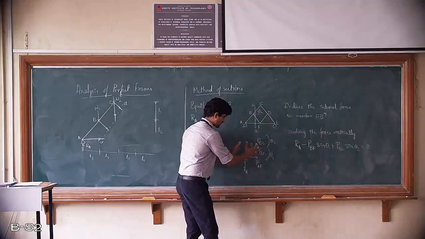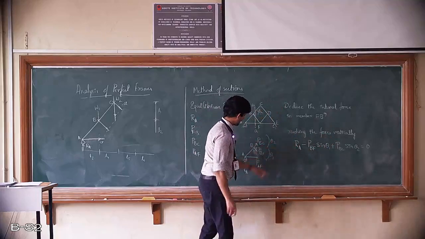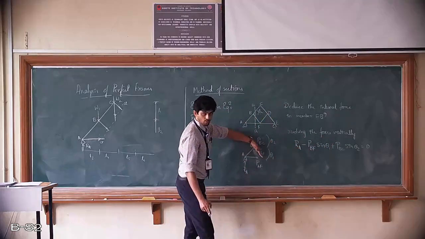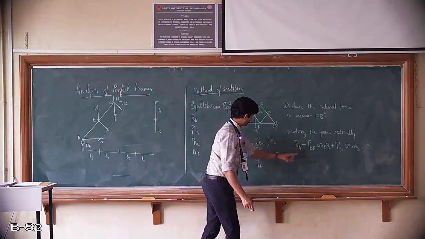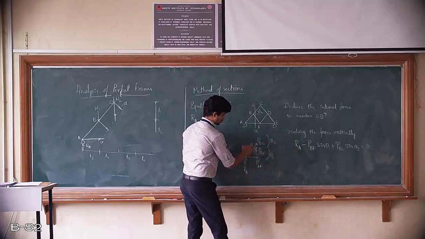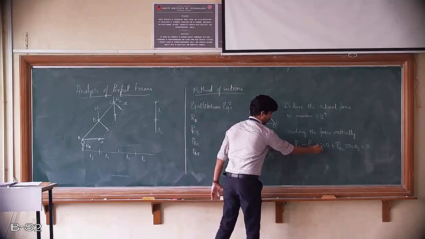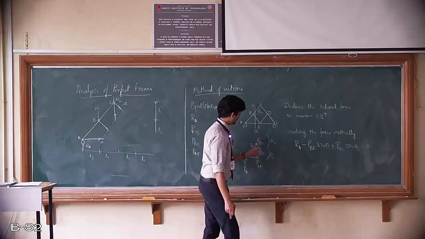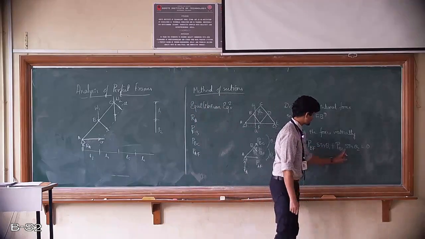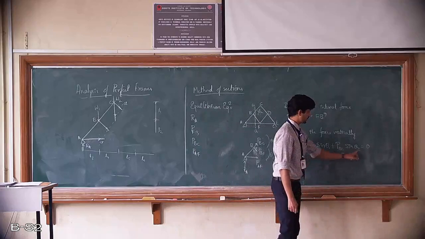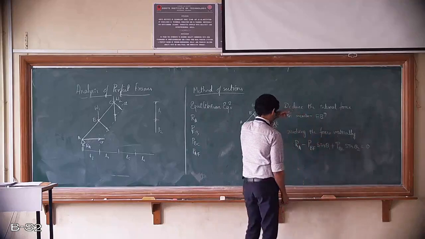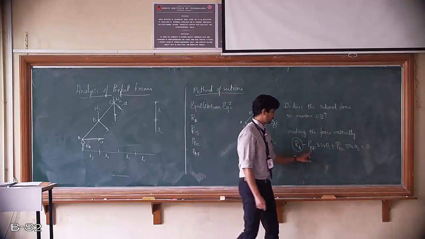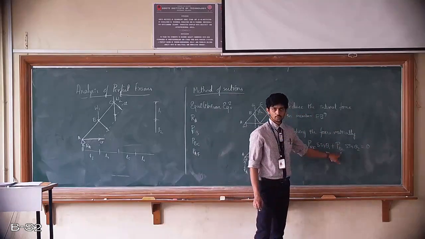Now resolving the forces vertically for that particular section, not for the joint, for that section. RA is acting upward, PBF is inclined down, so that will be negative with an angle theta 1. So minus PBF sine theta 1 plus PBC, which is inclined upward with an angle theta 2, so PBC sine theta 2, which is positive, should be equal to 0. Here RA is known, PBF is not known, PBC is not known.